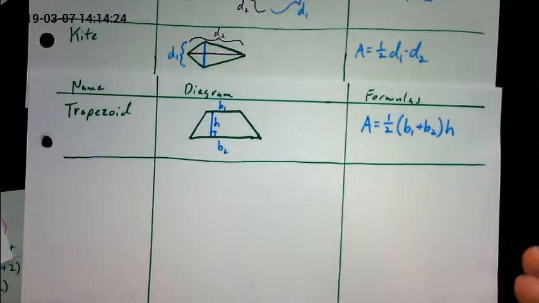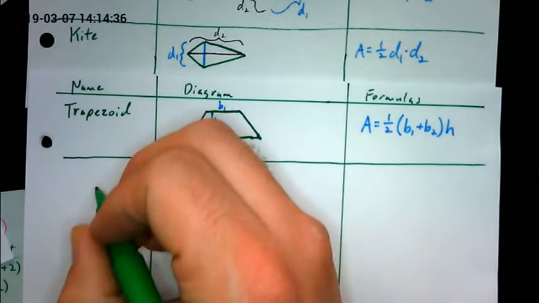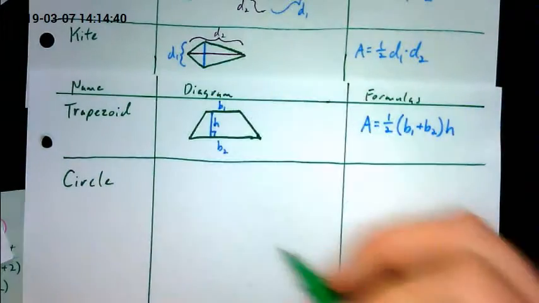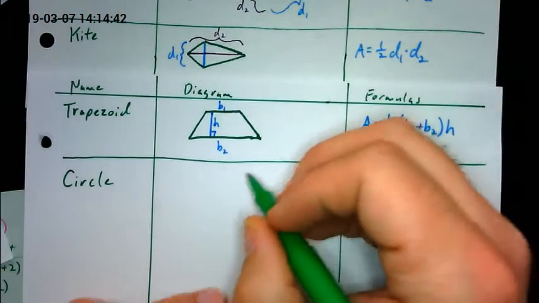All right. Now there are three other shapes I guess we'll be talking about. So the first one is a circle. Ew. So this is not a polygon, but again.